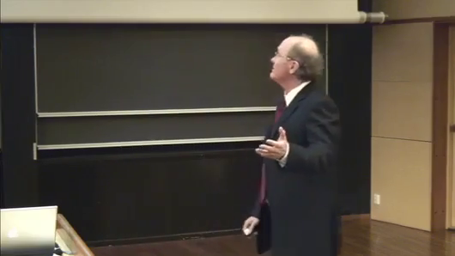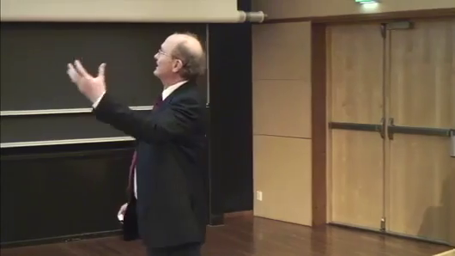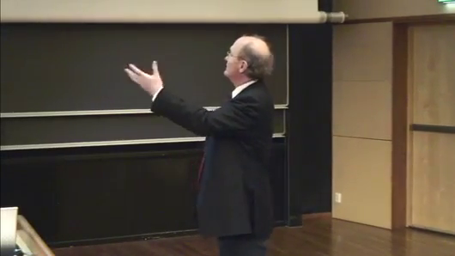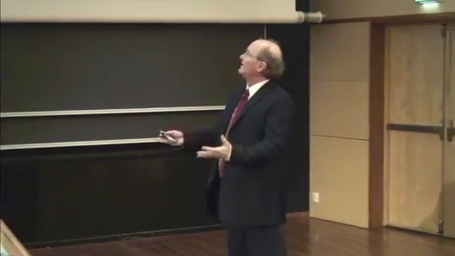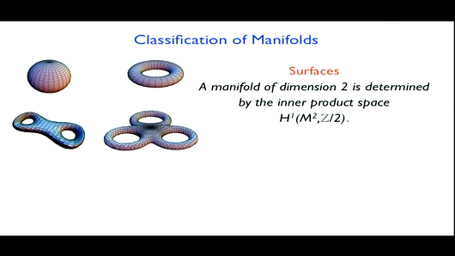The classification of 2-dimensional manifolds is familiar. The orientable closed 2-dimensional manifolds look like a sphere or a donut or a 2-hole donut. They're classified by their genus. But an elegant way to say this theory in terms of algebra is that a 2-dimensional manifold is determined by the inner product space, the middle dimensional cohomology H1 of M with coefficients in Z mod 2.